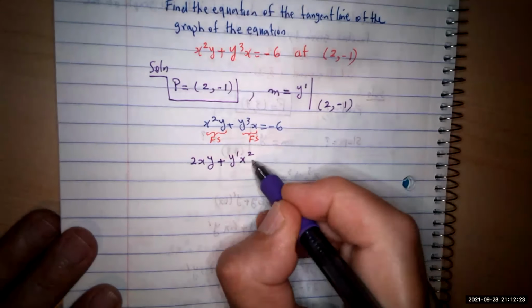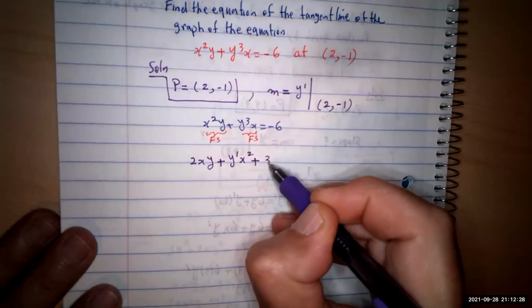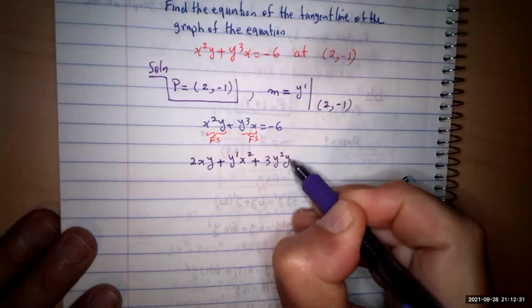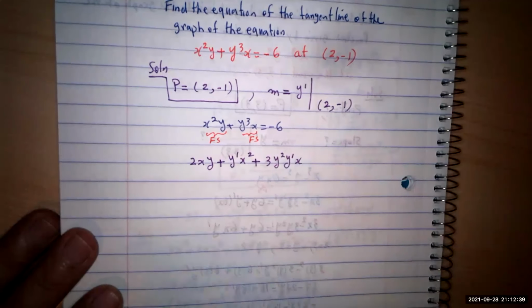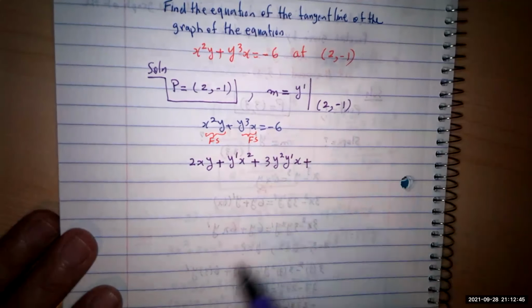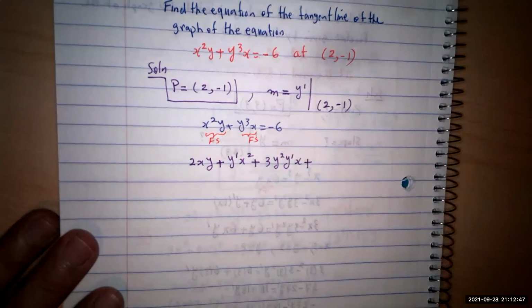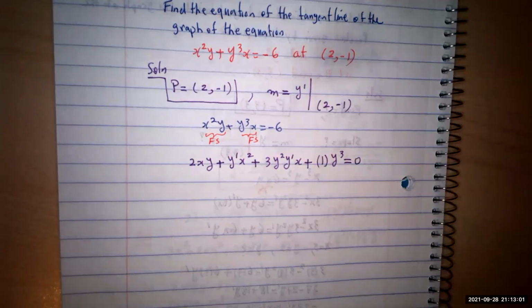Now we go to the second one. Derivative of y cubed, power rule first, 3y squared, but times y prime. Derivative of y cubed is 3y squared times y prime. That's the derivative of the first times the second, x. Okay, that's the derivative of the first, plus the second times the first. Derivative of x is 1, times y cubed. But on the other side, the derivative of negative 6 is 0. That's the derivative. Any question?